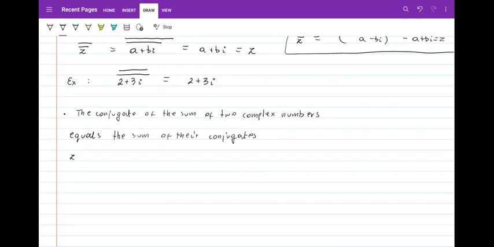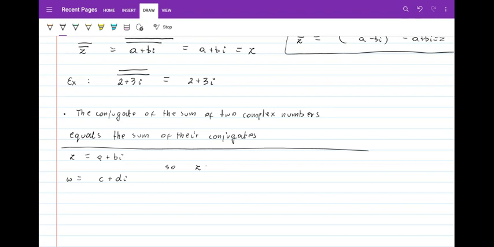So here the theorem is you have a complex number z equal a plus bi, and you have w, another complex number c plus di. So if I ask you to find the sum z plus w and then take the conjugate of the sum, what you can do is find the conjugate of z, find the conjugate of w and add the conjugates together. So this is the theorem. You're definitely allowed to use it. I just want to show one example of how to apply it.